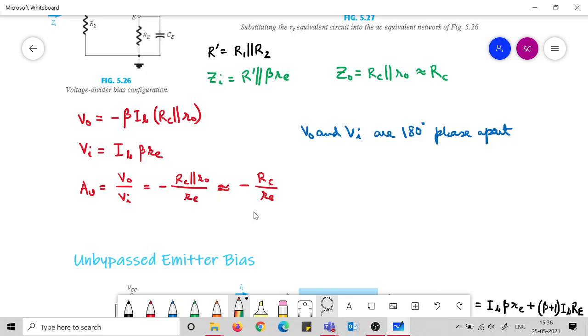So don't assume that this is the formula which will be the same always, but most of the times this is the formula that we will get. And the point to make is that V0 and Vi are 180 degrees phase apart. Again, is this dependent on beta or not? Yes, it is dependent on beta again.